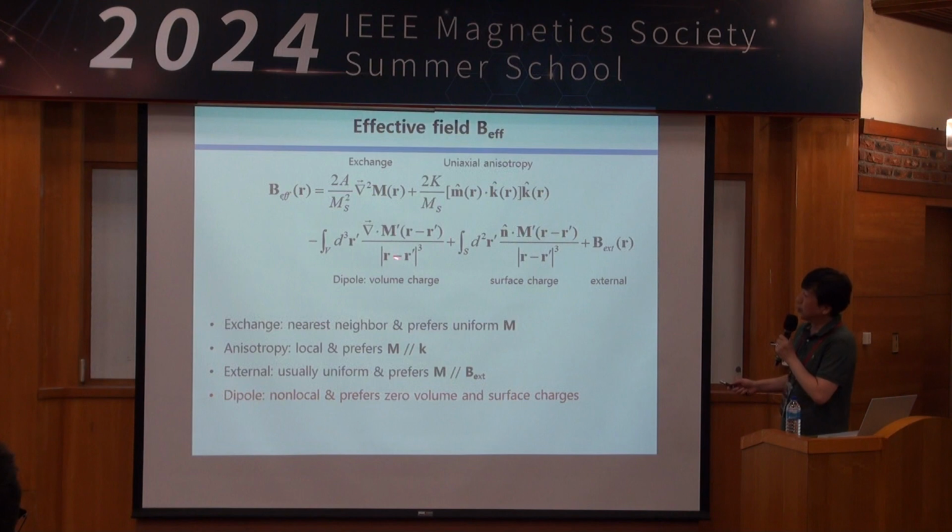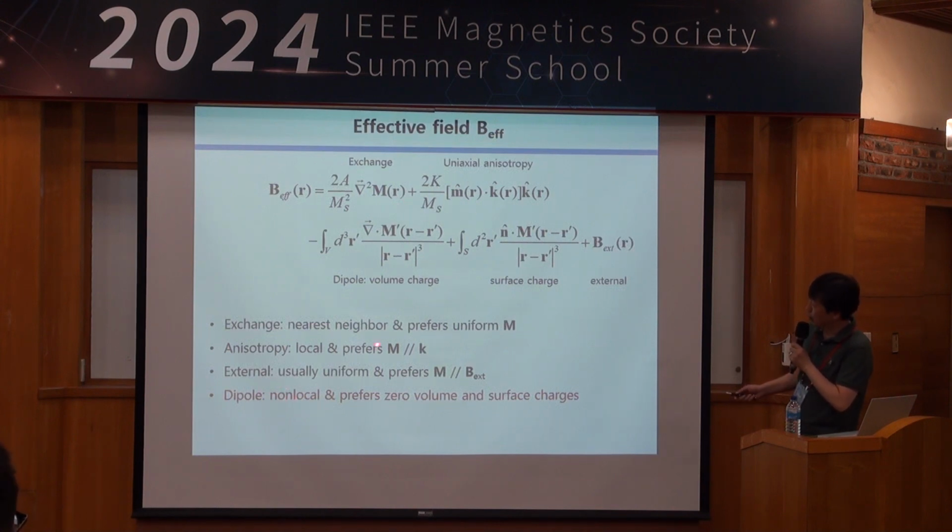So when we use the continuum model, exchange is given by the second derivative of m, and uniaxial anisotropy is given here, where k is the direction of the easy axis. And dipolar interaction actually has a somewhat complicated form because this is a long-range interaction, and the external field is given here.